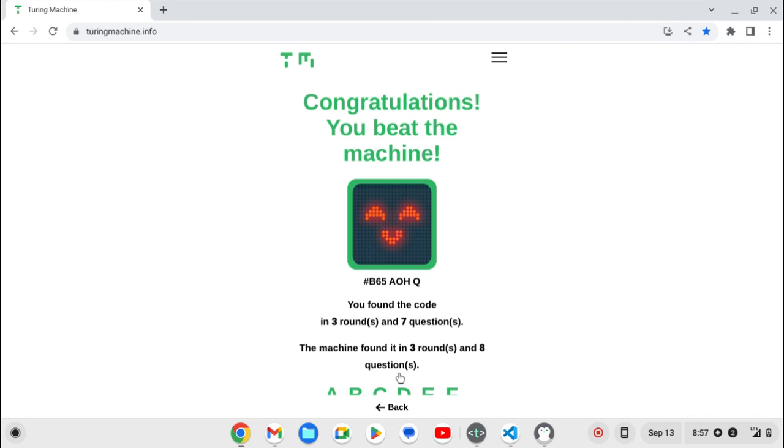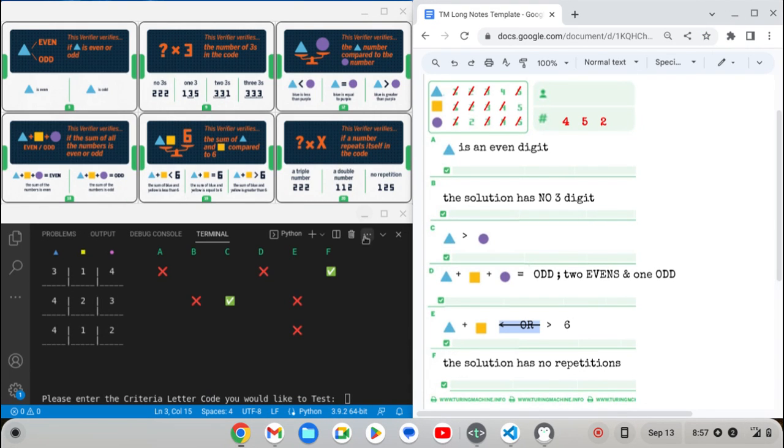Okay, so we beat the Turing machine by 1 question. We both went to 3 rounds, but we did in 1 less question. I'm not sure where exactly our gain was. Maybe the deduction that there were 2 evens and an odd. I'm not sure, but it still worked out very well.